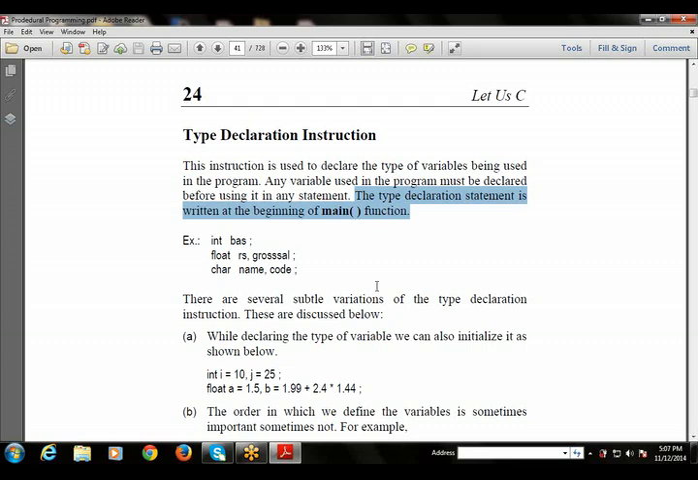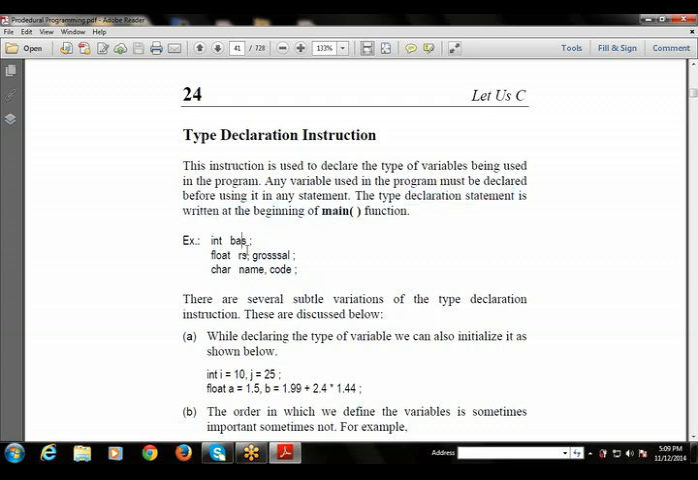Type declaration instruction is written at the beginning of the main statement. So type declaration instruction is used by using the main function. So the main function is used for the type declaration. These are the examples: the type declaration instruction is written at the beginning of the main statement.